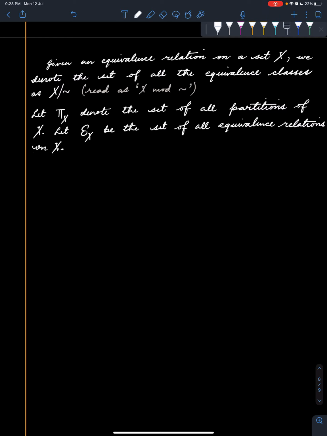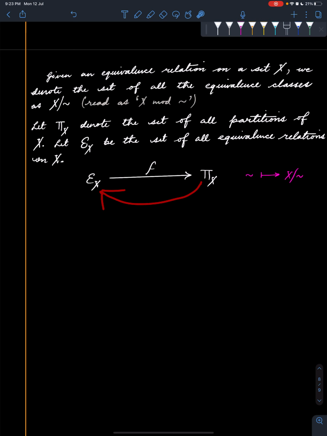So what we have is a map. We have a map from E sub X to pi sub X. What does this map do? This map takes an equivalence relation and gives us the set of all the equivalence classes. This is a legitimate map, is all that we just did. Whenever you are given an equivalence relation on X and you collect all the equivalence classes, that forms a partition of X. That's all that we proved so far. We want to give a map in the reverse direction such that that reverse map is the inverse of this.